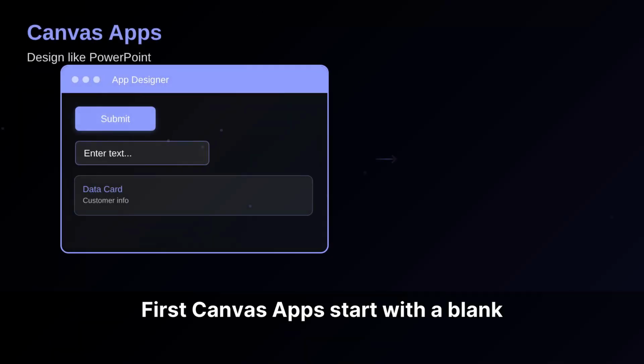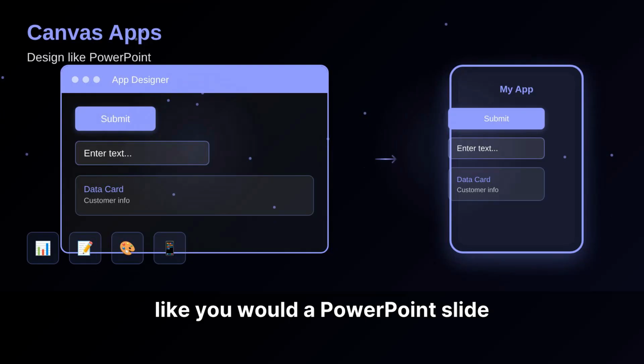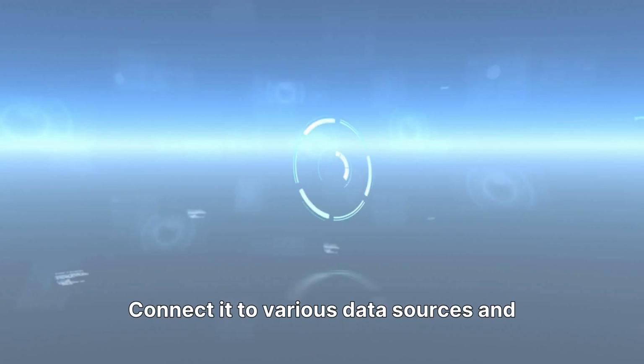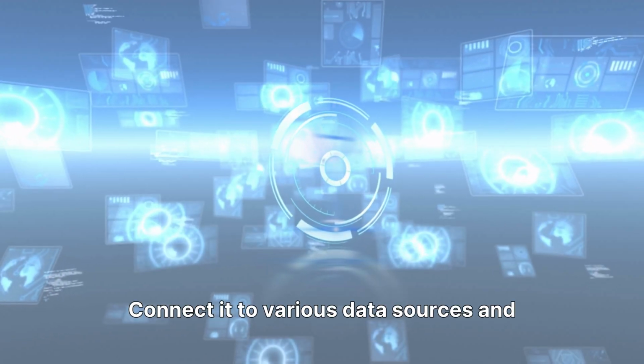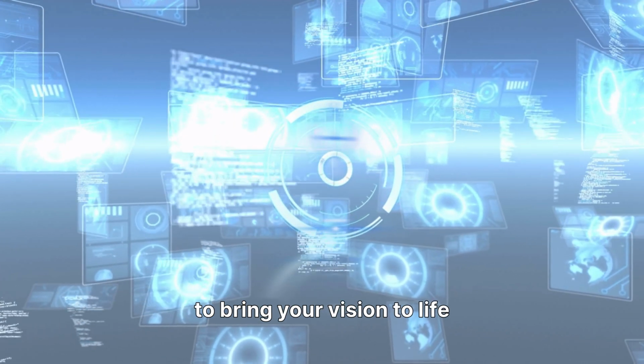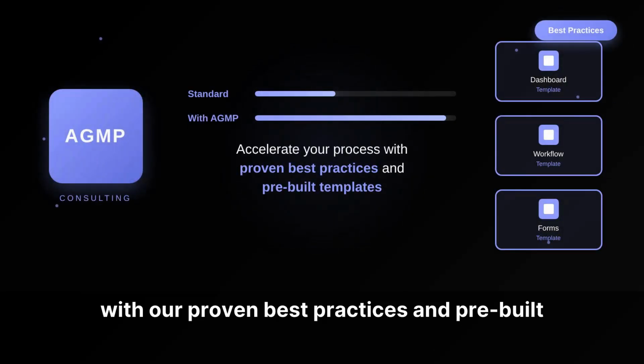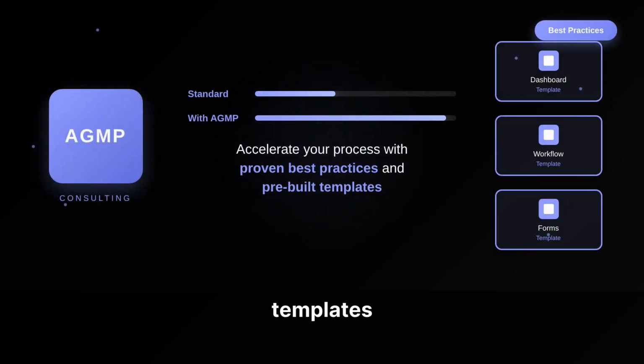First, Canvas apps. Start with a blank canvas and design your app's interface just like you would a PowerPoint slide. Connect it to various data sources and add controls for buttons, forms, or galleries to bring your vision to life. AGMP Consulting helps you accelerate this process with our proven best practices and pre-built templates.